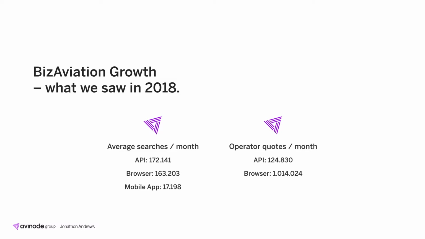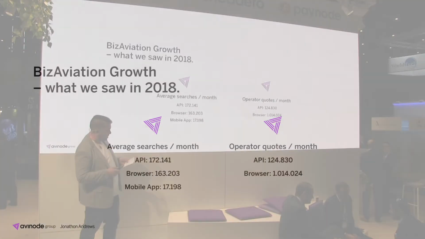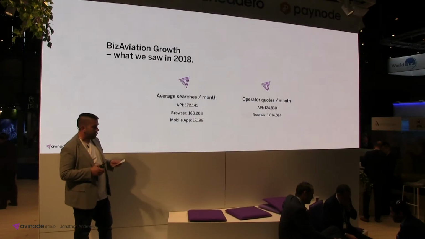Okay, so here we see the number of searches made through Avinode, with which tool was used to make the search. These numbers are on average per month. So as you can see in the way of searches, it was through API that most searches were made, over 170,000 of them. When we look at operator quotes being sent, it was over 124,000 per month. We are really starting to see a trend up in APIs as being used as the way forward to both deal with buying and selling charter within Avinode.